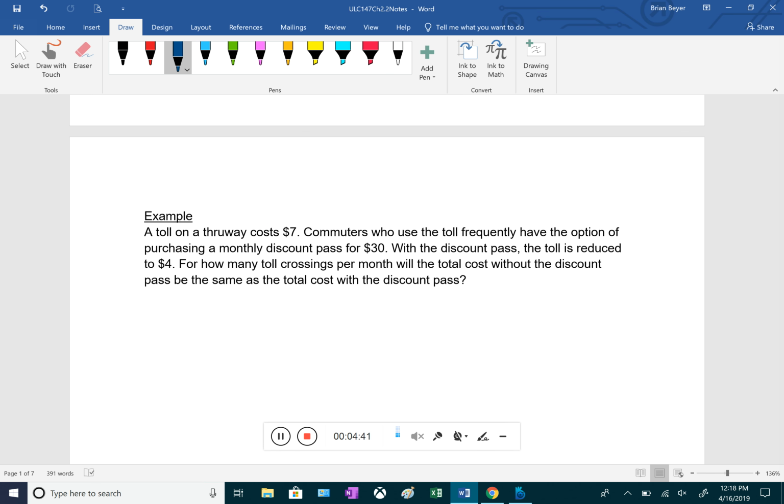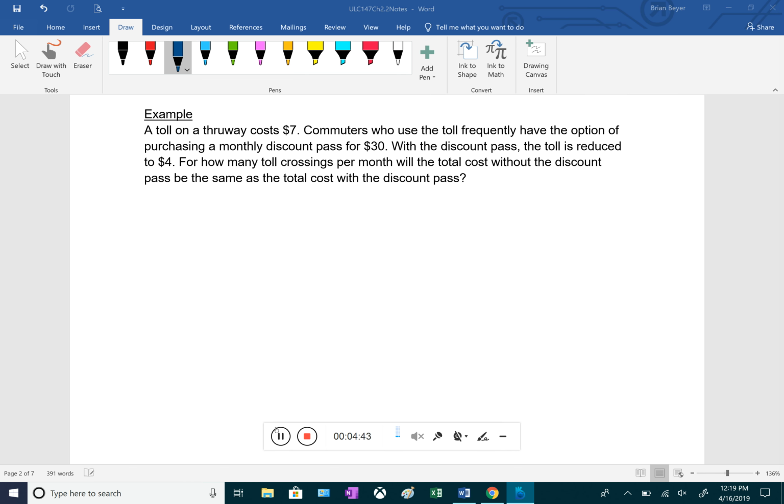Okay, and the next one. We have a toll on a thruway costs $7. Commuters who use the toll frequently have the option of purchasing a monthly discount pass for $30. If they purchase that discount pass, the toll is only $4. So we want to know for how many toll crossings per month will the total cost without the discount pass be the same as the total cost with the discount pass.